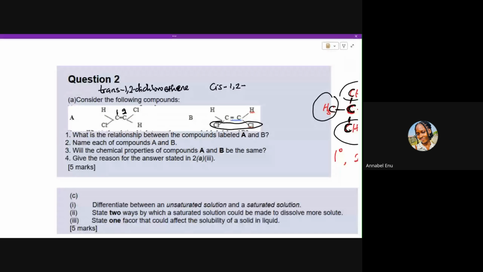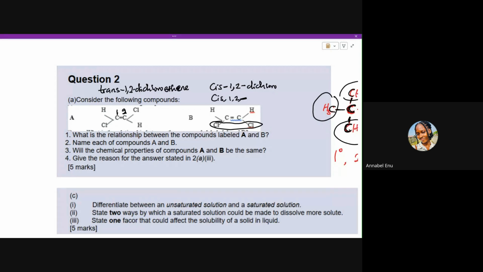Take note that between a word and a number is a hyphen. Between two numbers is a comma. Then you say dichloroethane. So you can't write it like 6 comma 1 2 comma, no no no. Commas are only between two numbers. Between a number and a word or a letter must be a hyphen, a dash.